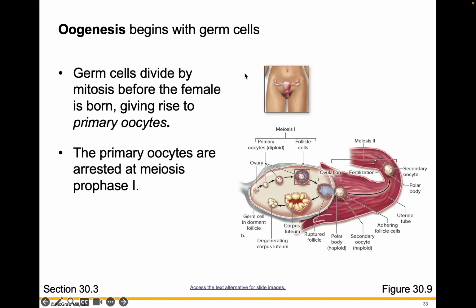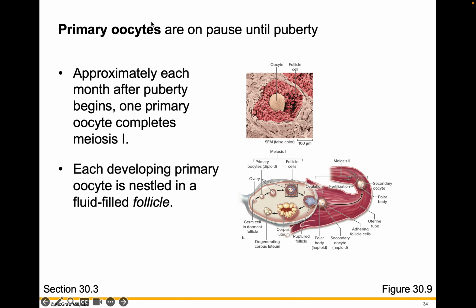Oogenesis begins with germ cells, just like spermatogenesis. The germ cells divide by mitosis before the female is born, giving rise to primary oocytes. The primary oocytes are arrested, they're paused, at meiosis prophase 1. Primary oocytes are on pause until puberty. Approximately each month after puberty begins, one primary oocyte completes meiosis 1.